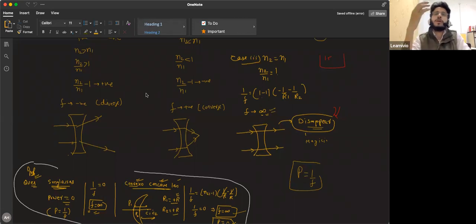If you have a lens which has a curvature, meaning you have R, then that lens should have a definite focal length, right? And if it has a focal length, then that lens should have a power. Can anyone tell me the relation between power and focal length? Power is equal to 1 by focal length. Yeah, the inverse of focal length is power.